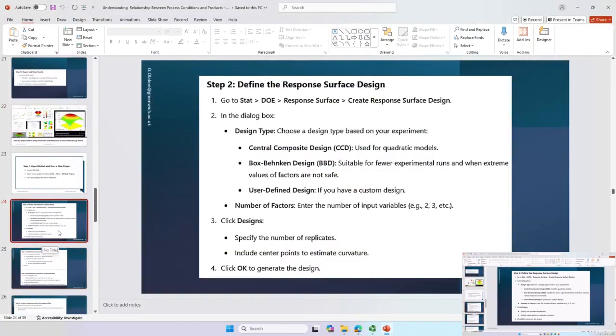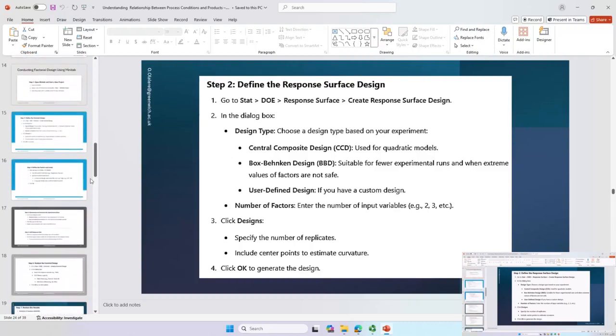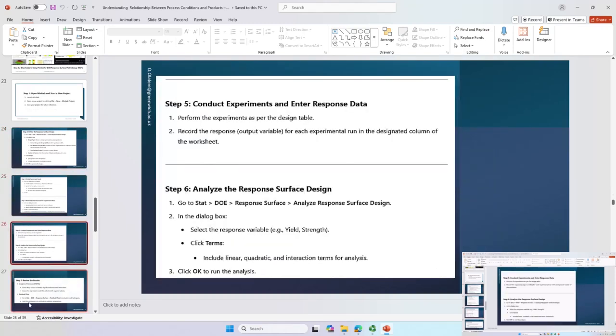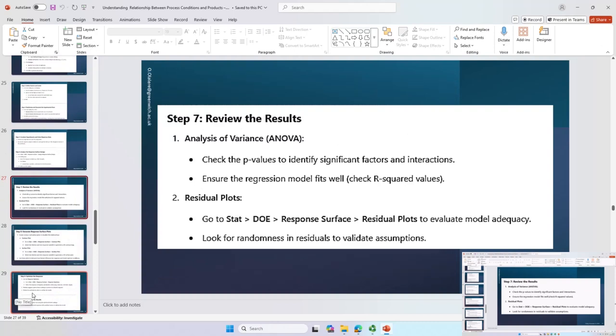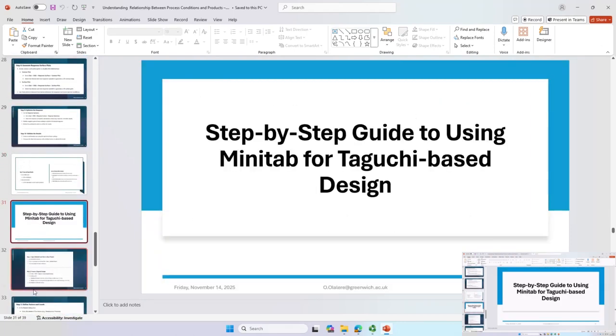So this is a handout. The first one is just to teach you step by step how to use the software for response surface methodology. Whatever we do next week, we follow this. I just want to introduce you to all this before the time. This is the step-by-step guide on using the software for Taguchi. The first one is for response surface methodology.